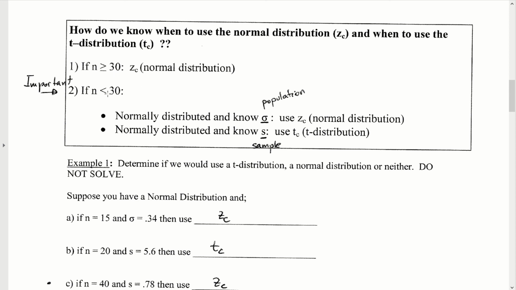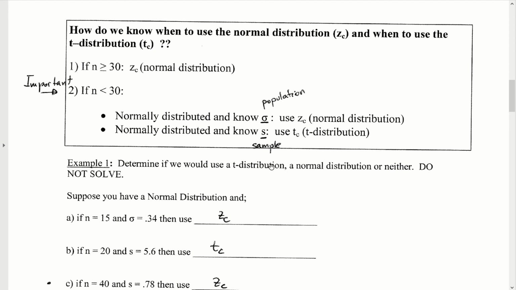However, if our sample size is small, meaning less than 30, then we have a couple possibilities. If we know that the information is normally distributed and we have the population standard deviation, that will still allow us to use ZC, or the normal distribution, from 6.1. The situation where we will specifically be using this brand new t-distribution is when we have a small sample size, meaning n is less than 30, and we don't know the population standard deviation. So we don't know sigma. All we have is a substitute for it, the sample standard deviation, which would be S. So that's when we would use the t-distribution.